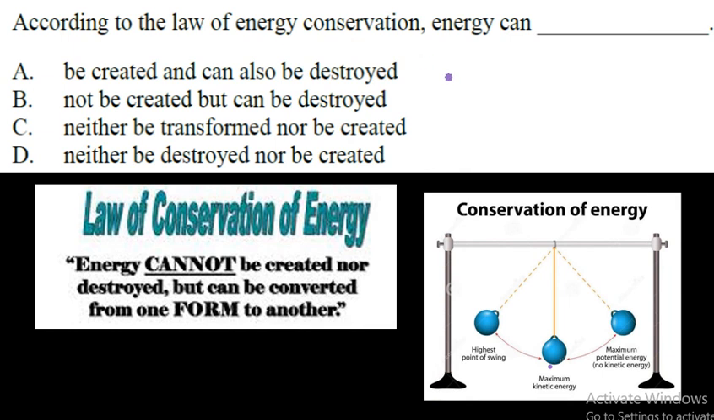So which one is the answer? According to the law of energy conservation, energy can be created. No. Energy cannot be created but can be destroyed. Again, no, it says can be destroyed. A says can be created. No. C, neither be transformed nor be created. No. Again, it can be transformed, but it says neither be transformed. And D, neither be destroyed nor created. Yes, the answer is going to be D.